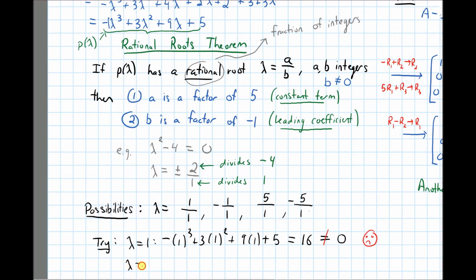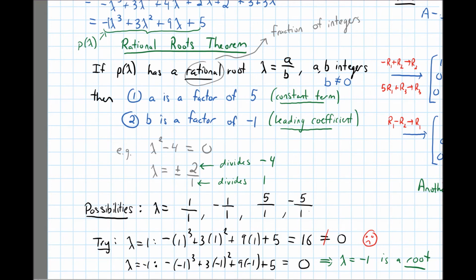Let's try lambda equals -1 now. Maybe we'll get lucky with this. If I plug that in, we'll get -1 cubed plus 3 times -1 squared plus 9 times -1 plus 5. And if we add these numbers together, we do get 0. So that's awesome. The fact that when we plugged in -1, it worked, means that lambda equals -1 is a root. And that's awesome for our purposes.